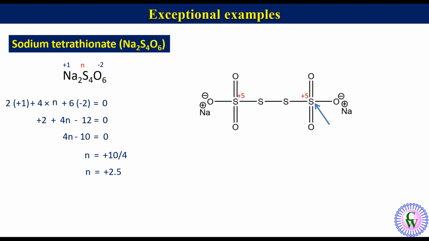If we look at this sulfur, it is bonded to sulfur only. So, the oxidation state of this will be 0. Similarly, this sulfur will also have 0 oxidation state. Thus, in sodium tetrathionate, there are 2 sulfur atoms with +5 oxidation states and 2 with 0 oxidation state.